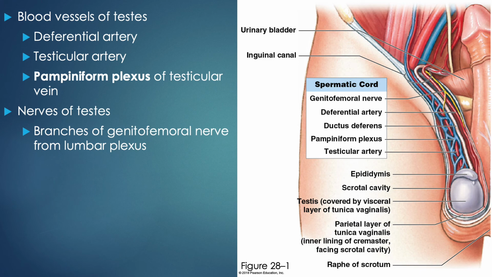Within the spermatic cord, there are several vascular structures, and this includes the deferential artery, the testicular artery, and then we have the pampiniform plexus of the testicular vein in there as well. And as you can see, that plexus is rather complicated looking. There are also nerves that support the testis, and these come from branches of the genitofemoral nerve that arise from the lumbar plexus.